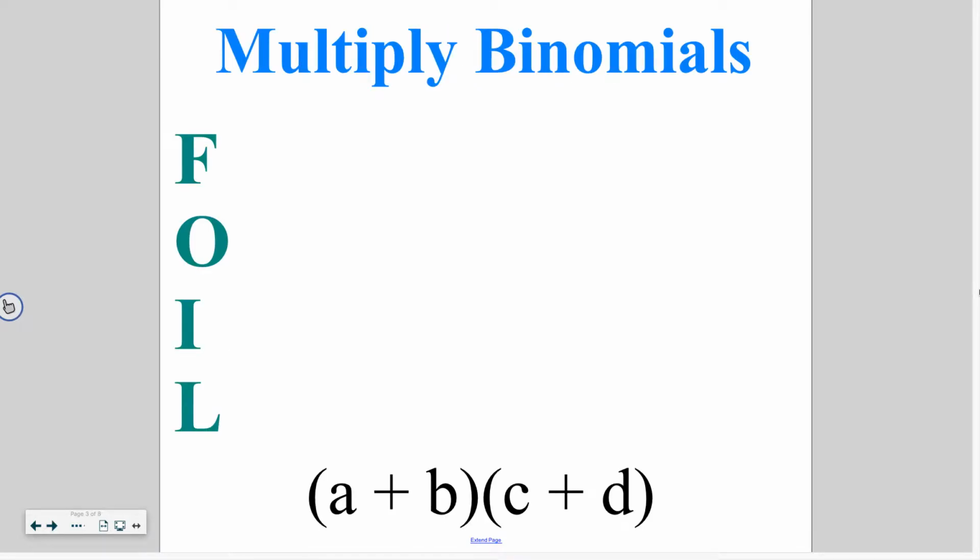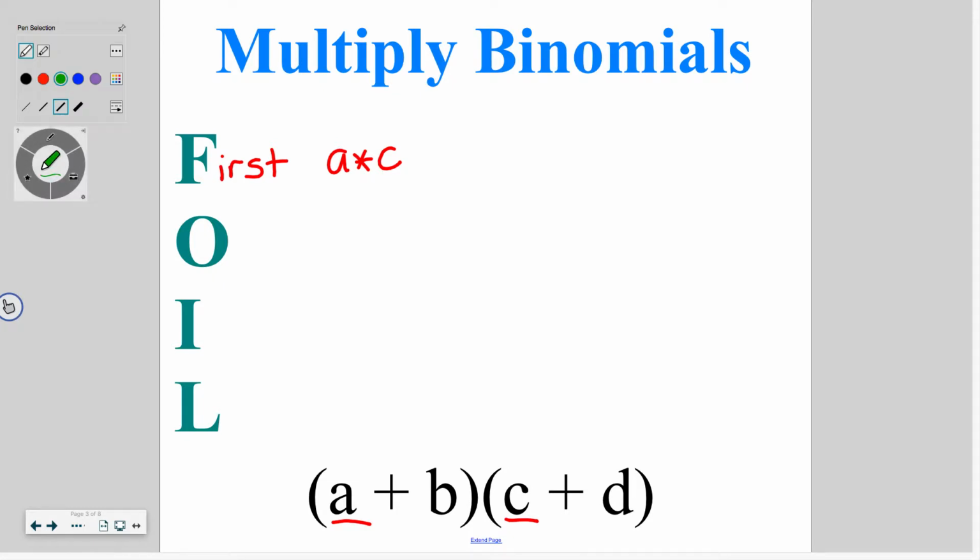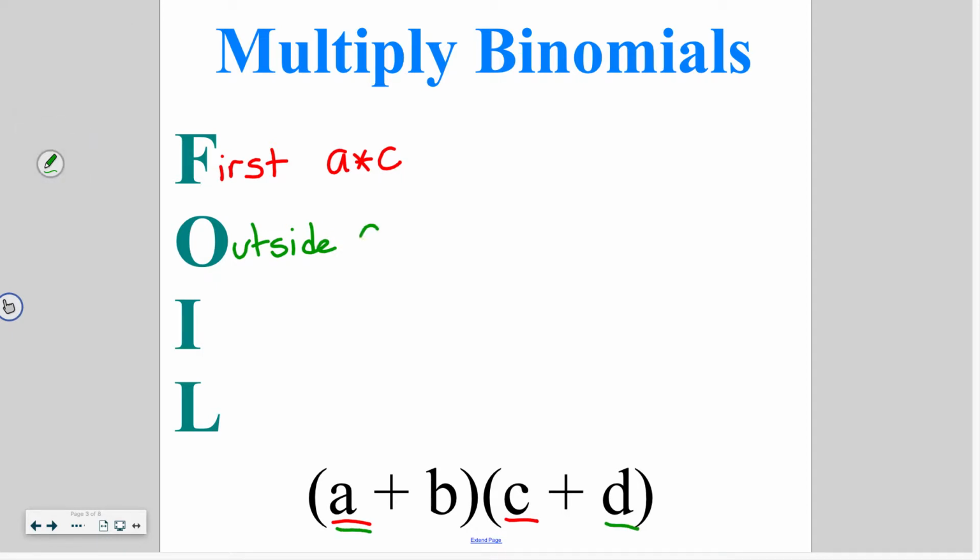So when we are multiplying binomials, there is a nice little acronym, FOIL, to help us figure out how to multiply. If we look down here at the bottom, a plus b times c plus d, those are two binomials being multiplied. The F stands for first. So this means that we're going to multiply the first term in each of our binomials. In this example, it would be a times c. The O stands for outside. So we are looking at the outside pieces, which is a times d in this example.